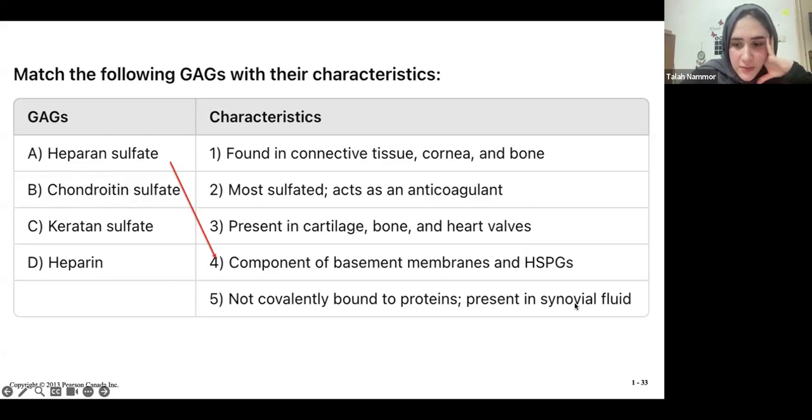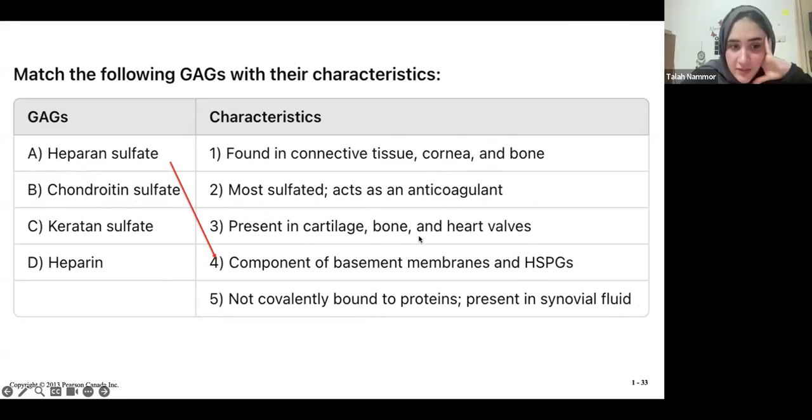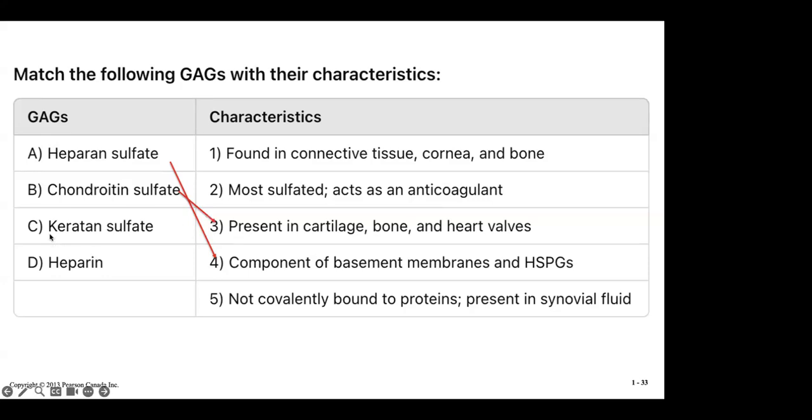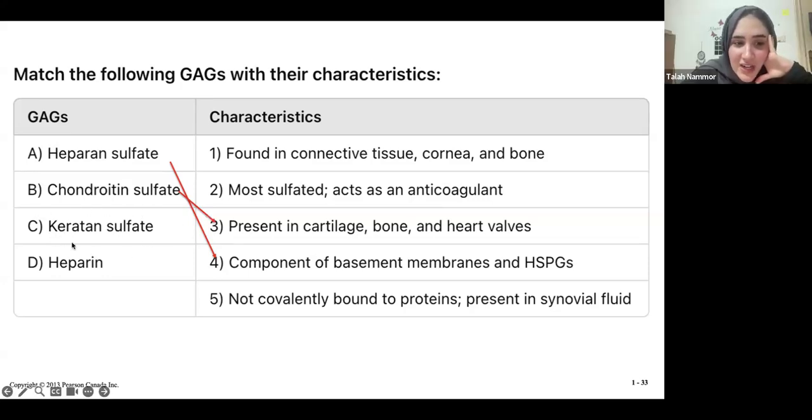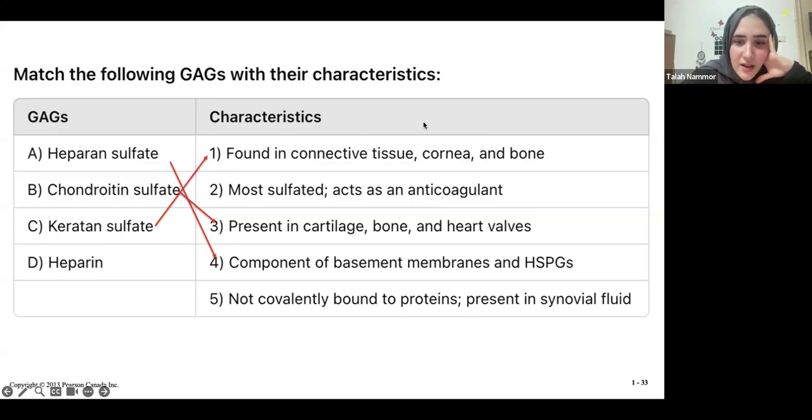Now, chondroitin sulfate. Not covalently bound to proteins, present in synovial fluid? No, that's hyaluronic acid. So, chondroitin sulfate: is it found in connective tissue, cornea, and bone? No, it is not found in the cornea. Is it the most sulfated and an anticoagulant? No. Is it present in cartilage, bone, and heart valves? Yes, so that's the answer. Now, keratan sulfate is the one that is found in the cornea.